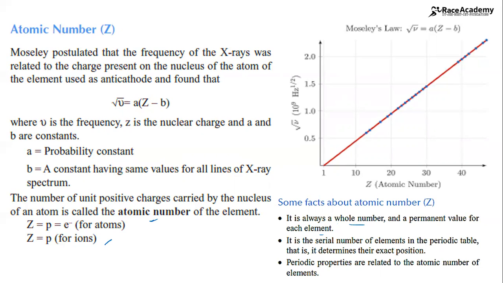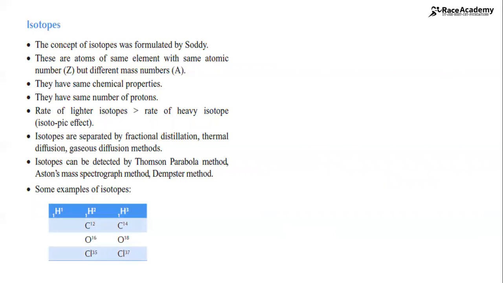What are isotopes? The term isotope was formulated by Soddy. Z is the symbol for atomic number and A is the symbol for mass number. Using this, we can write the general expression ZXA, in which X is the symbol of the element, A is the mass number and Z is the atomic number. Isotopes of a particular element exhibit the same chemical properties and have the same number of protons. The rate of reaction of lighter isotopes is greater than that of heavier isotopes. That is called the isotopic effect.